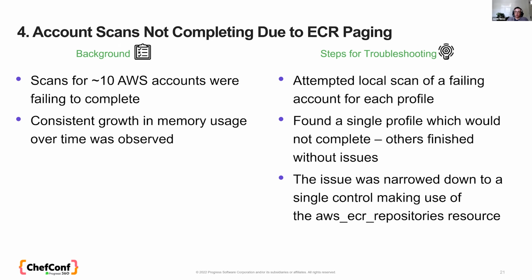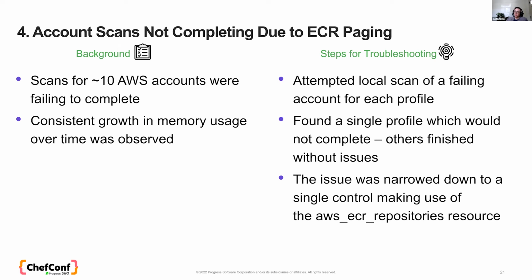So when it comes to troubleshooting, we started by just running a scan against one of these accounts that we were aware was not completing. When we ran that locally, it did not complete. It just kept running and running until the token ended up expiring.